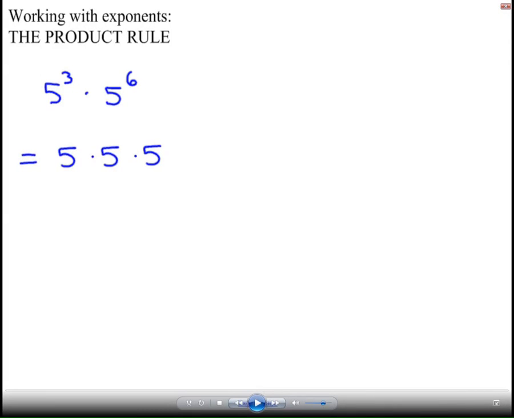Hello. Today's lesson is about something called the product rule. A product is what happens when you multiply. If you multiply two things together, you get a product. So here's 5 to the third power multiplied by 5 to the sixth power.